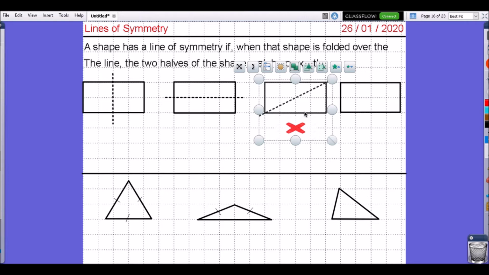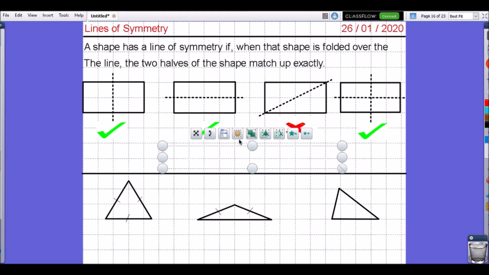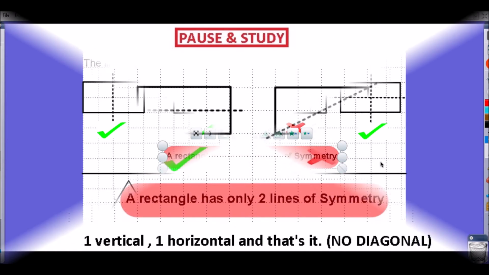Yes, it seems like they will match up. If you just look at it, you're going to say, oh, mister, it is actually possible. Just by looking at it, it seems like you will be able to fold it and the 2 parts will match up exactly. But we tried this in class today and we found that it is impossible to fold a rectangular shape over this line of symmetry and have the 2 halves match up exactly. It is impossible. So we came up with the conclusion that a rectangular shape has only 2 lines of symmetry. And this was the conclusion. A rectangle has only 2 lines of symmetry.